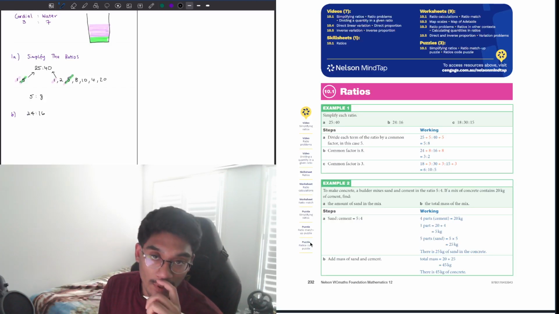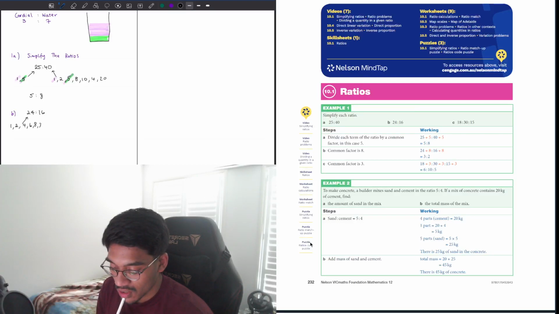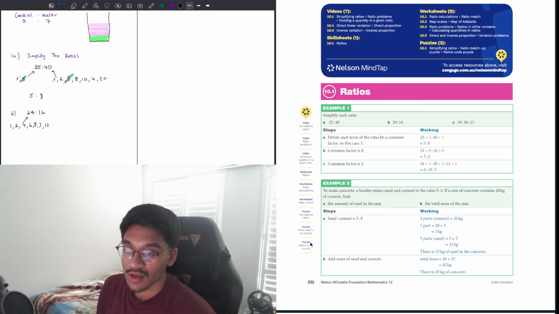Same thing, I've got to think about what numbers go into both of these. So what numbers go into 24? 1 goes into 24, 2 goes into 24, 4 goes into 24, 6 goes into 24, 8 goes into 24, 3 goes into 24, and that's, I think, it. 12 goes into 24. So you do that.